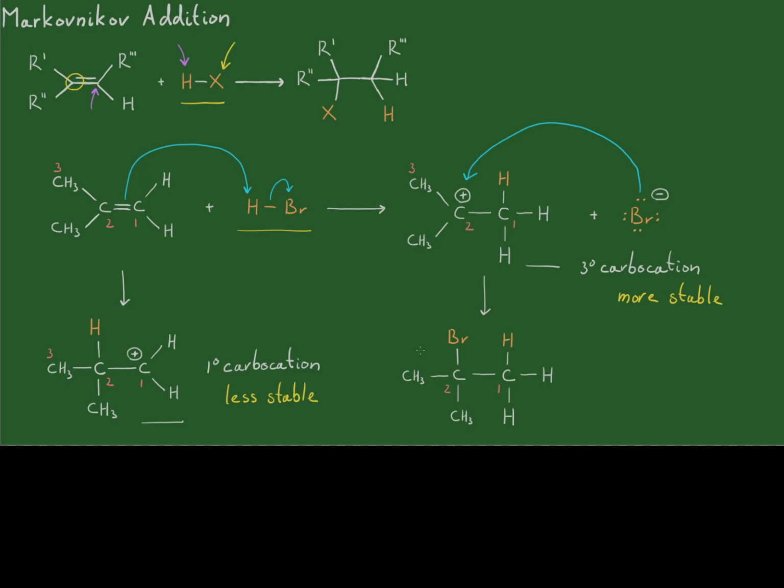The reaction pathway will tend towards the creation of a more stable carbocation, in other words, the tertiary carbocation, which means that the halogen will end up on the more substituted carbon and the hydrogen will end up on the other carbon of the double bond.